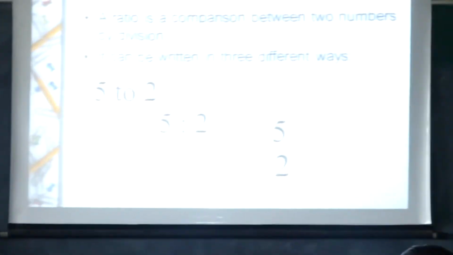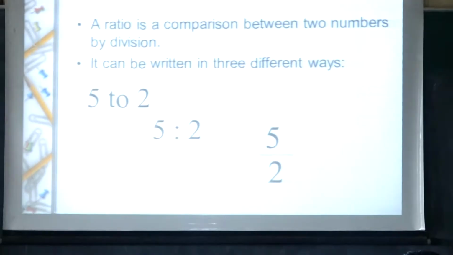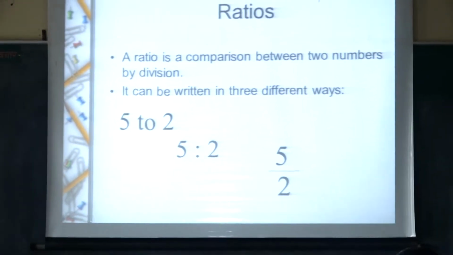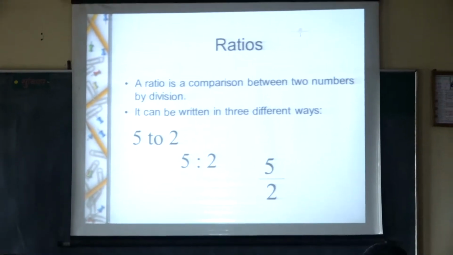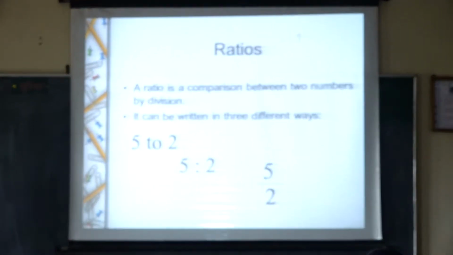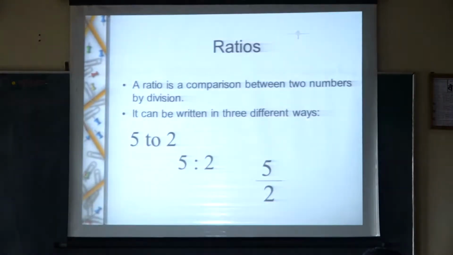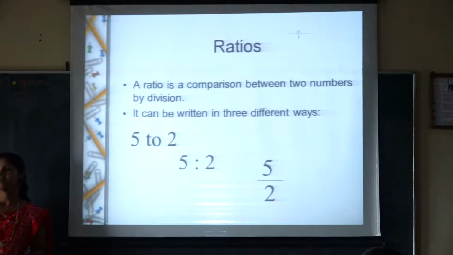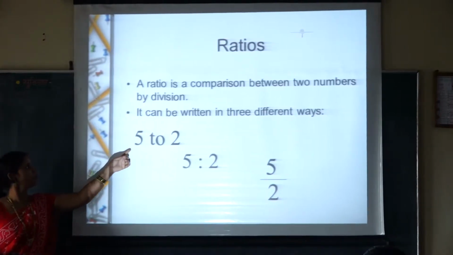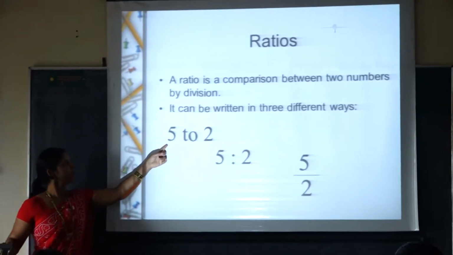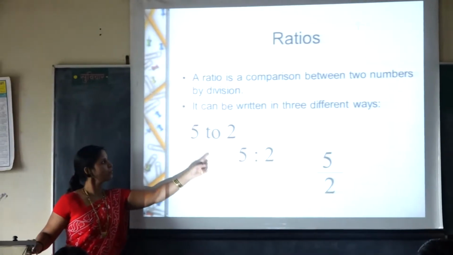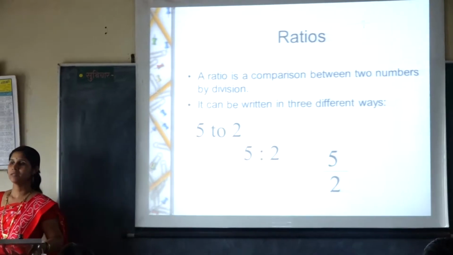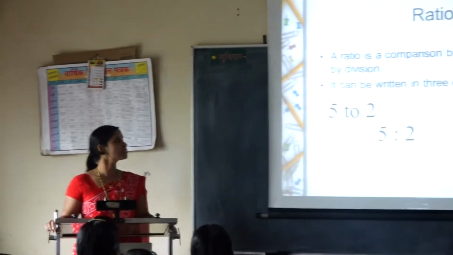We can compare things with the division method, and this is called ratio. A ratio is a comparison between two numbers by division. It can be written in 3 different ways. We can use these 3 methods to explain the ratio. That is 5 to 2, 5 as to 2, or 5 upon 2. These 3 methods are used to explain ratio.